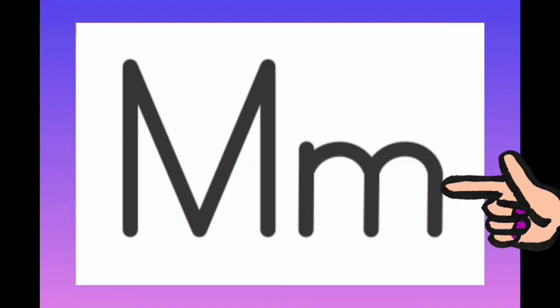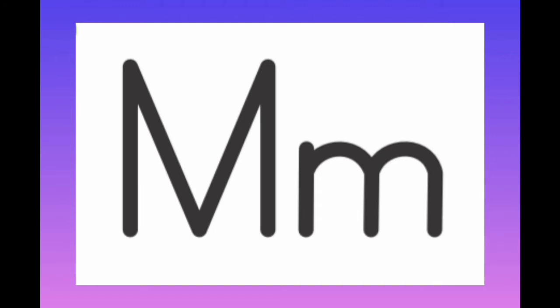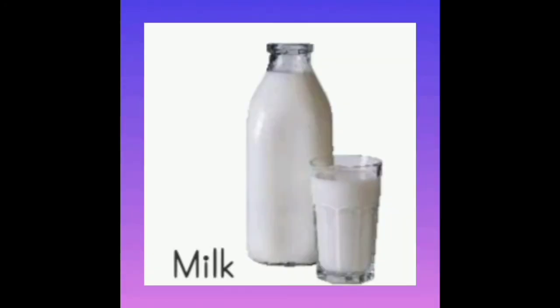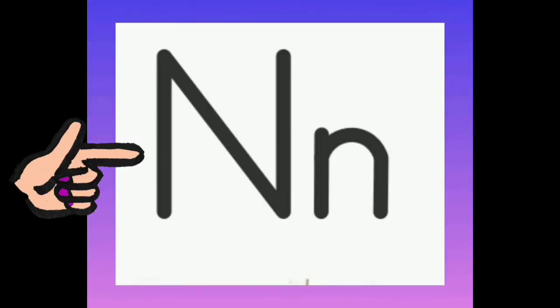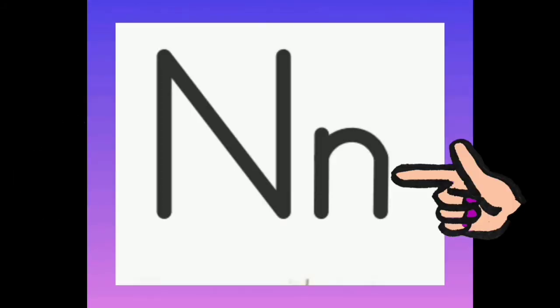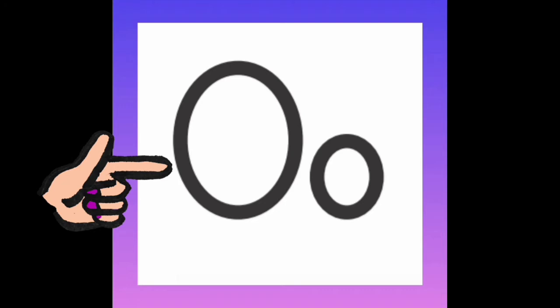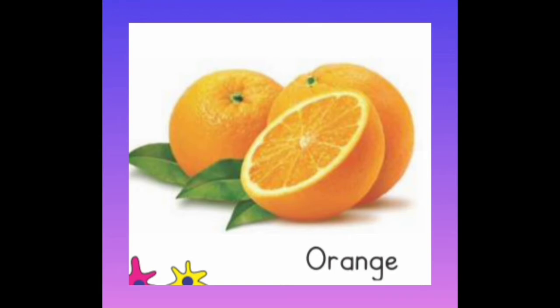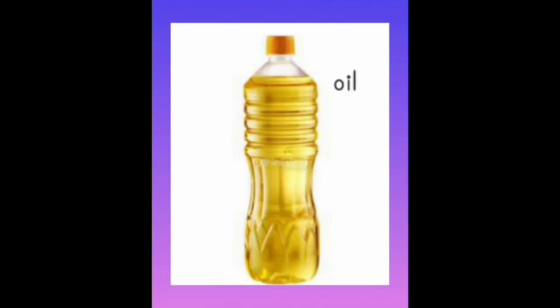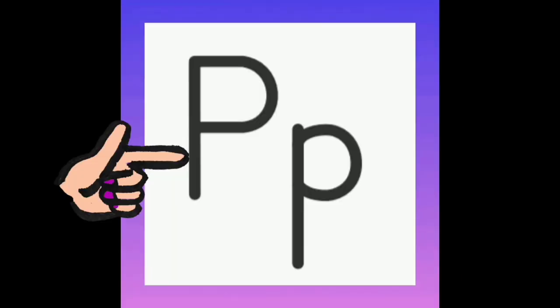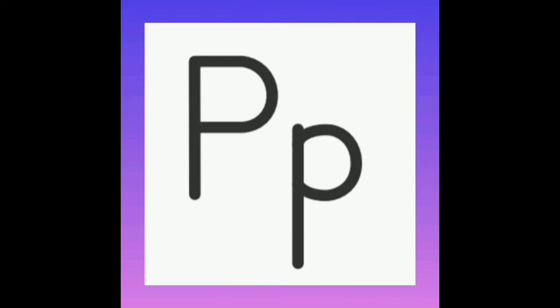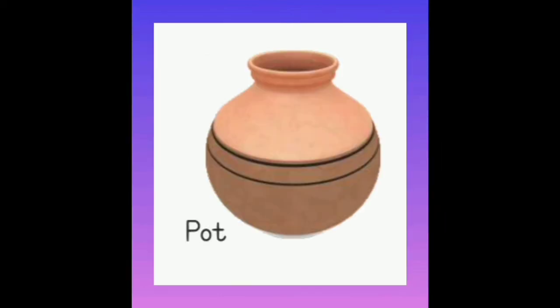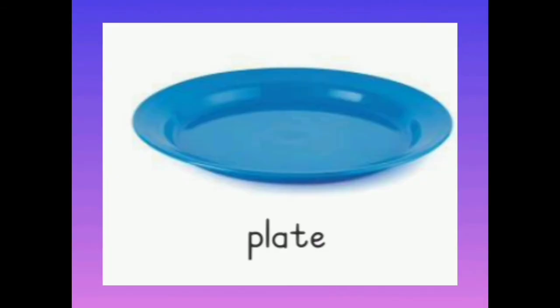Capital M, small m. M says ma. M for milk. M for map. Capital N, small n. N says mm. N for nose. N for napkin. Capital O, small o. O says O. O for orange. O for oil. Capital P, small p. P says P. P for pot. P for plate.